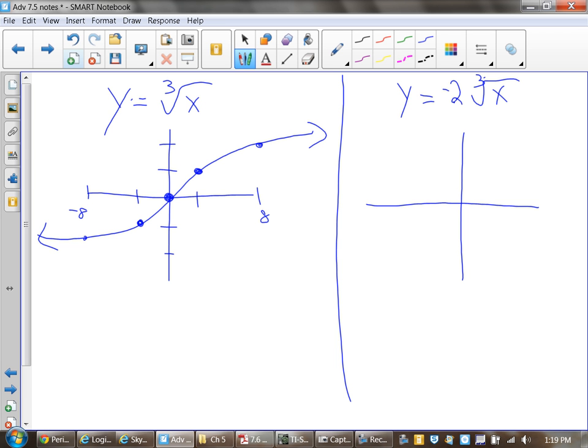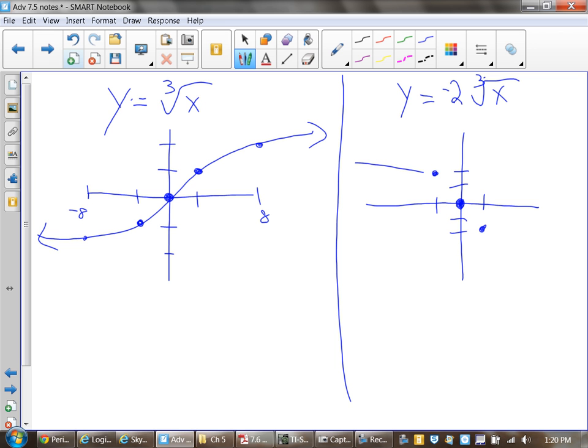Everyone's saying it ends up 0. Now I use 1. What's the cube root of 1? 1. And what's 1 times negative 2? Good. Now, what's the cube root of negative 1? Negative 1. So what's negative 1 times negative 2? Positive 2. Well, switching directions.